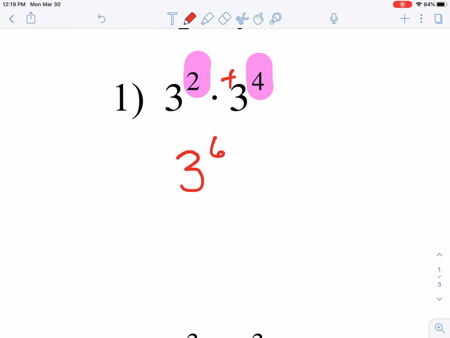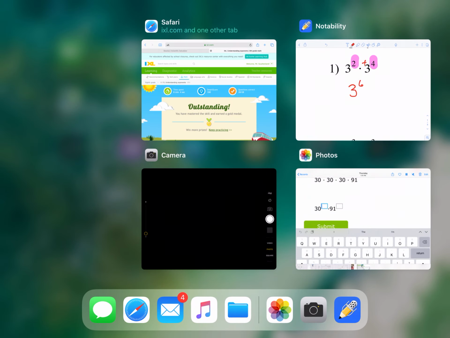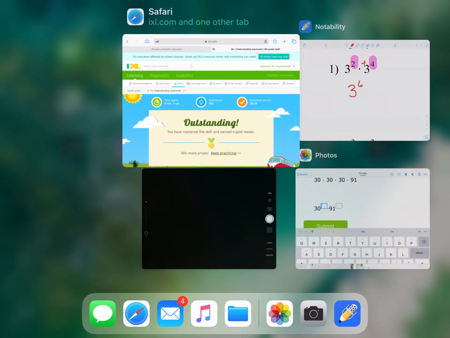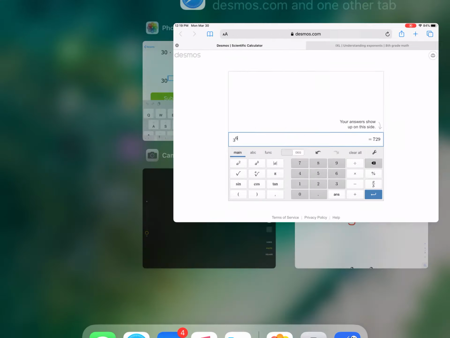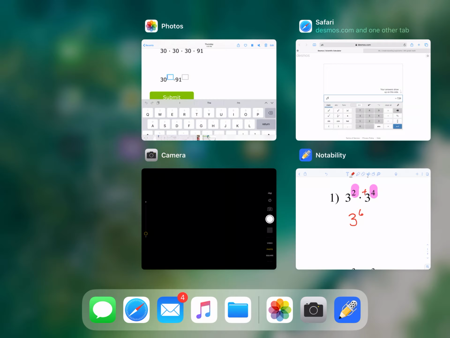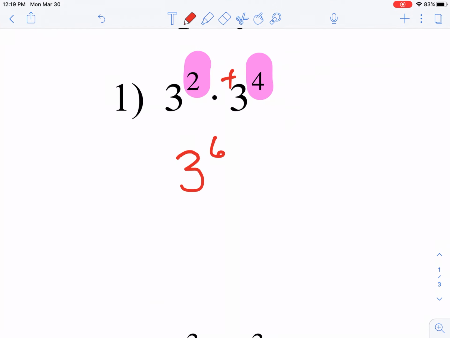If you really want to solve it out because it's a number problem, you can simply use the Desmos scientific calculator. We can do 3 to the sixth, and you'll find that that's 729. We go back to our paper and say 3 to the sixth is equal to 729. Again, we can do this because this is just a regular number.